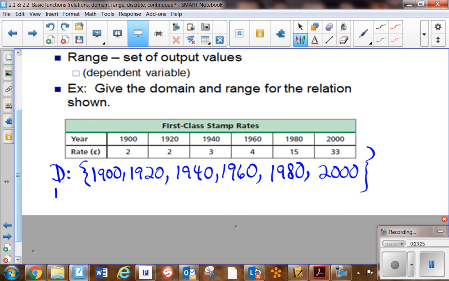Then what would my range be here? What would my range be? 2. You do not need to list the 2 twice. So what's next? 3, 4, 15. That's a 15. Okay? Are you okay with that?